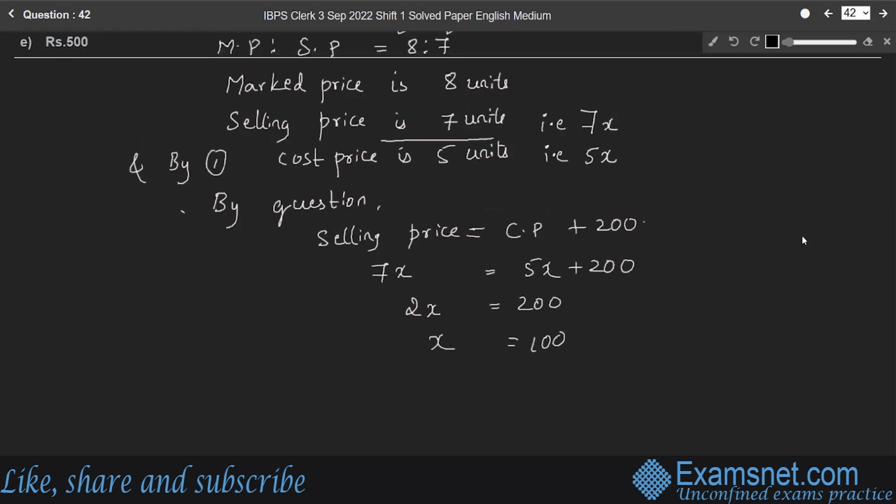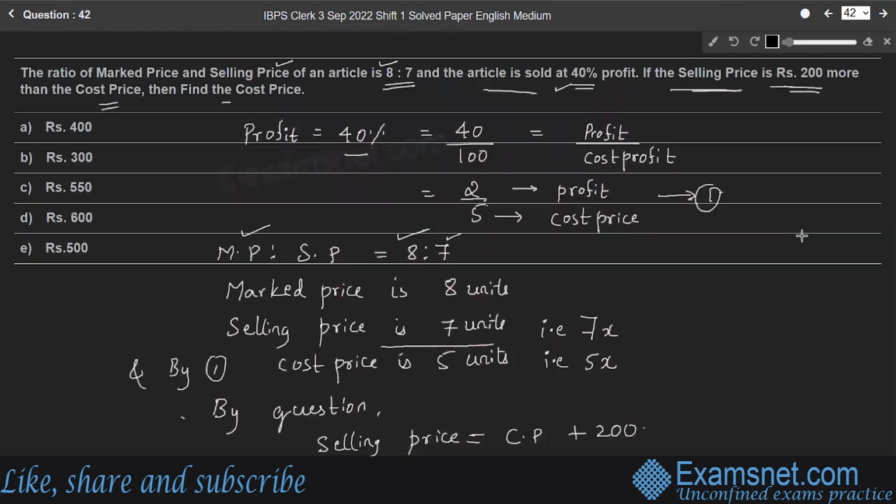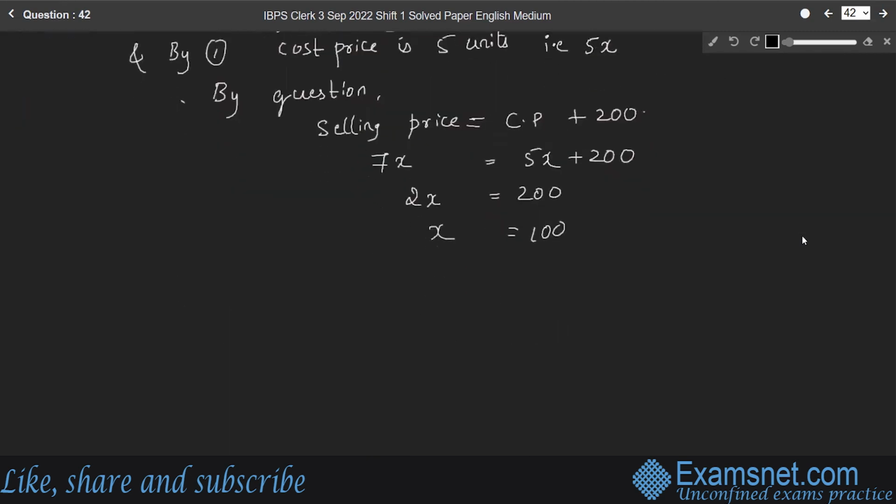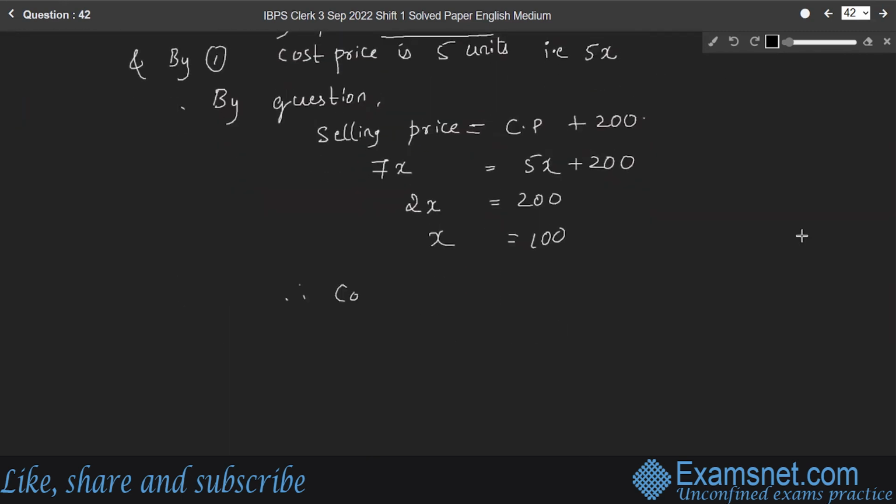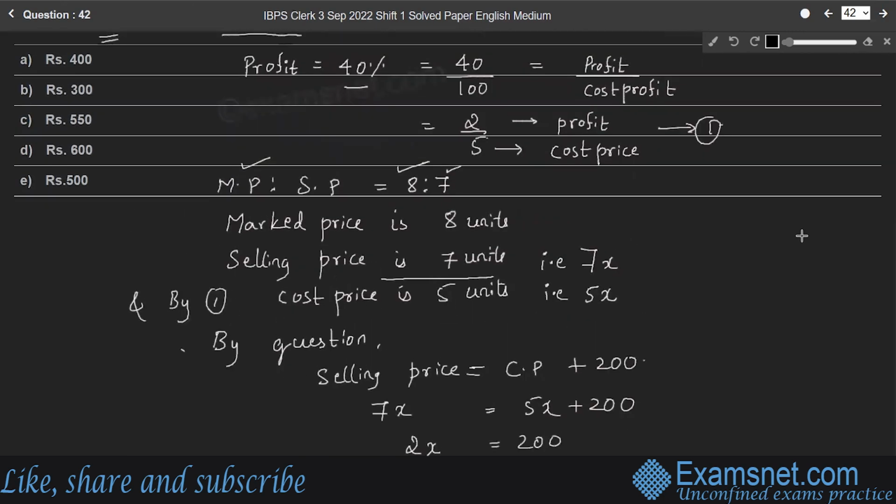So, what is asked in the question? Here, what is the cost price? Therefore, the cost price of the article, since it is 5 units, is 5x, that is 5 into 100, 500 rupees. Therefore, the cost price of the article is 500 rupees. Option E is the right answer.